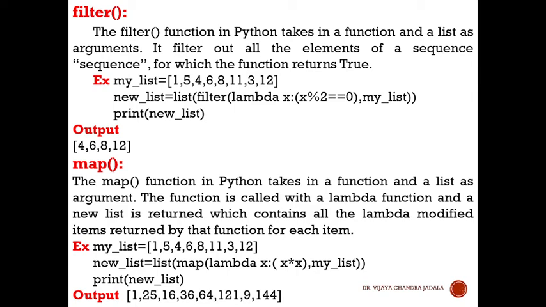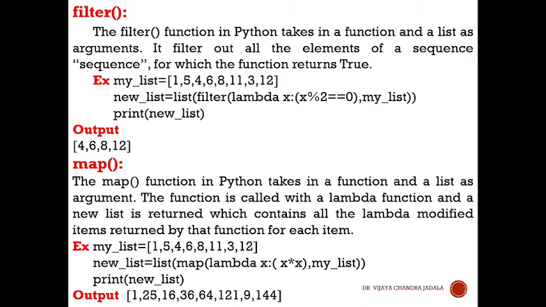The filter function in Python takes a function and a list as arguments. It filters out all the elements of the sequence for which the function returns true. So here an example is given. My list is 1, 5, 4, 6, 8, 11, 12, 3, 12.